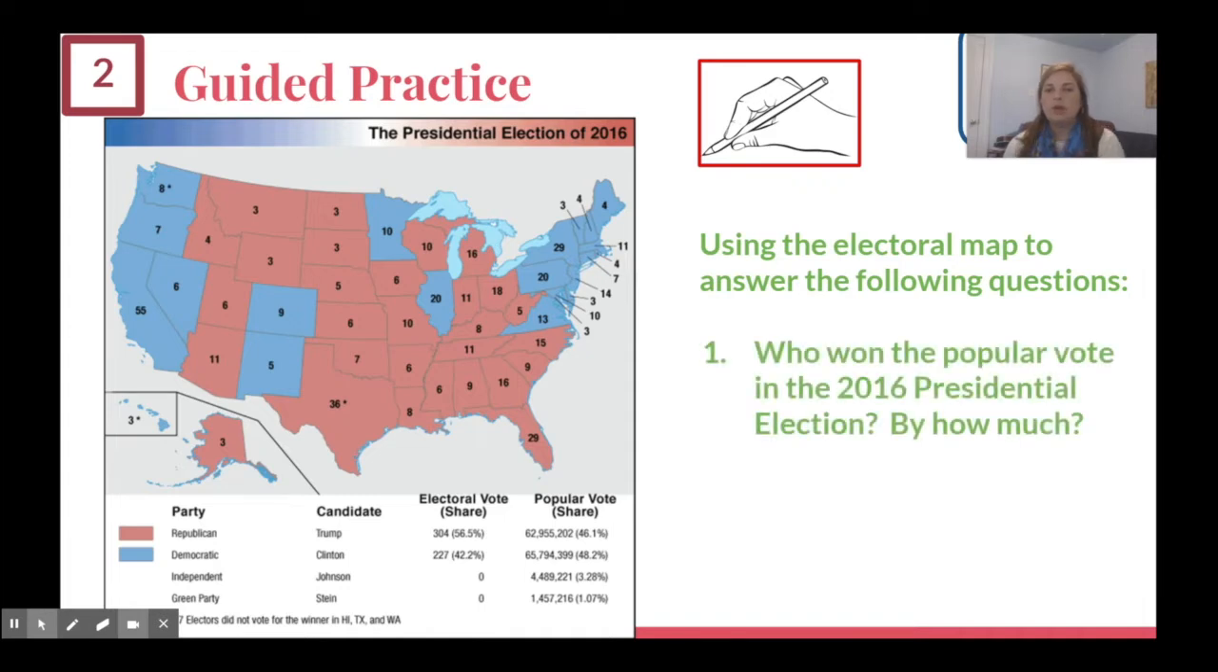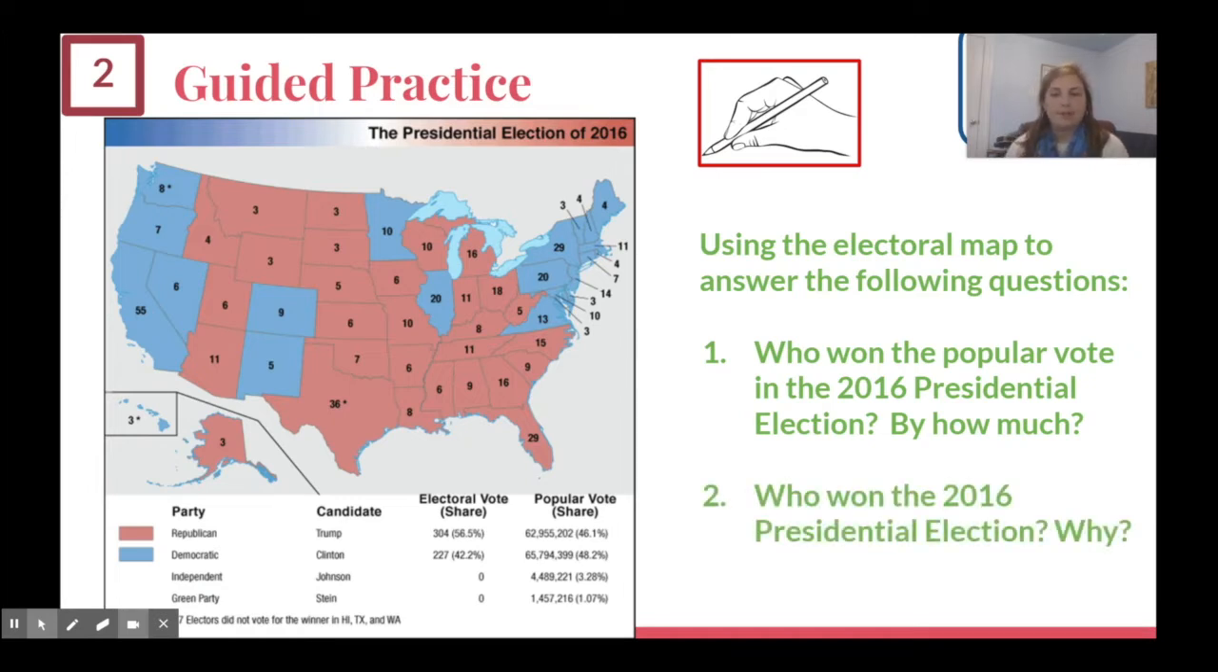So number one, who won the popular vote in the 2016 presidential election and by how much? So you might need to do just a little bit of math, but it's okay to estimate. Then, who won the 2016 presidential election? So who was the overall winner? Why? So why were they the overall winner? Okay, so take a minute or two to look over the map and answer these questions. So pause the video in 3, 2, 1.